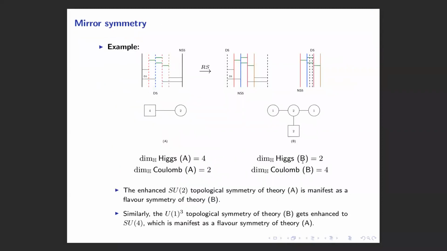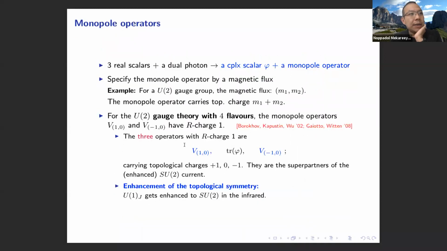Yeah, so actually that's a good slide. Is it always true that if you have a non-abelian flavor symmetry for a 3D N=4 theory, then its mirror is going to have this enhancement of the topological symmetry? No, not at all. Take U(2) with 5 flavors, there's no enhancement. This enhancement is due to the fact that this monopole operator has R charge 1. And this is very specific to 4 flavors with U(2) gauge group.